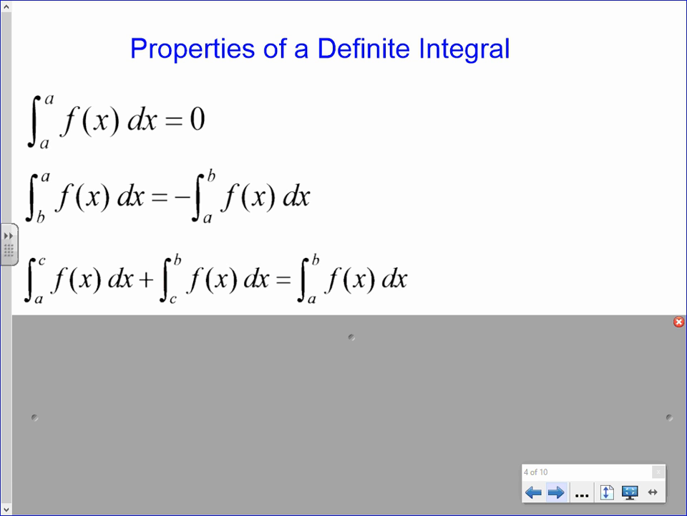The integral from A to C added to the integral from C to B, notice how those C's match up, is the same as the integral from A to B. We keep talking about the integral from A to B, which is why they throw C in the middle, but imagine C is in the middle of A and B. If you want to hear it with numbers, the integral from 1 to 2 plus the integral from 2 to 3 equals the integral from 1 to 3.